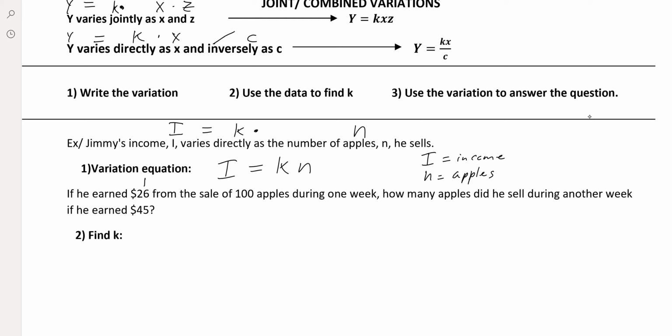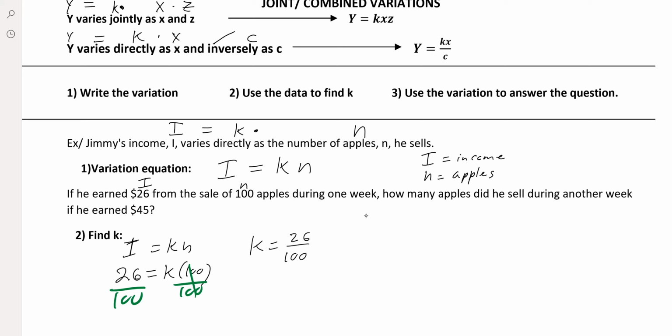Now when you look at it, you can see that's the income, and that's the number of apples. So they're giving you a relationship. If he earned $26 from the sale of 100 apples during 1 week, that's all we need. So I equals kn is our variation. 26 is our I. 100 is our n. So now if we solve this, you get k equals 26 over 100, which is 0.26.